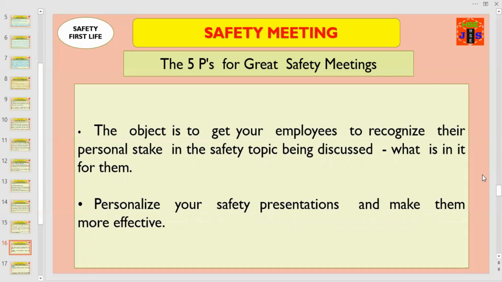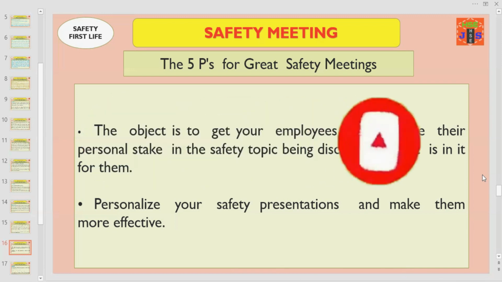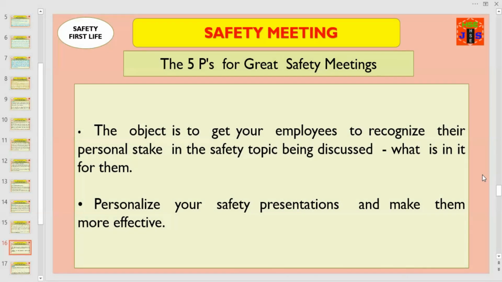We are talking about the concept of 5 P's that are related to safety meetings. P number 1, preparation. P number 2, pinpointing. And P number 3, we are discussing right now, that is to personalize. The object is to get your employees to recognize their personal stake in the safety topic being discussed and what is in it for them. Personalize your safety presentations and make them more effective.